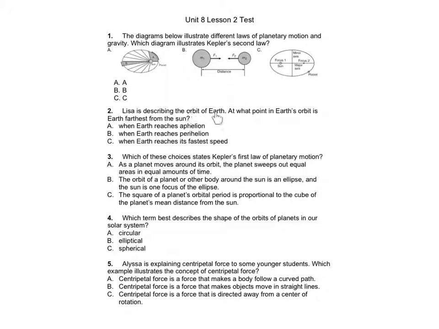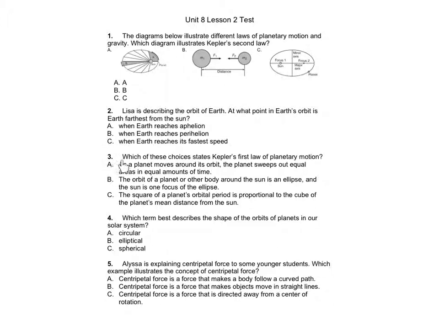Number 2. Lisa is describing the orbit of Earth. At what point in Earth's orbit is Earth farthest from the Sun? A, when Earth reaches its aphelion. B, when Earth reaches perihelion. C, when Earth reaches its fastest speed.